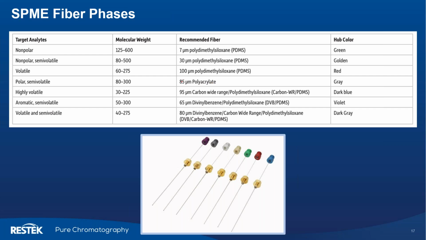Then for polar analytes, the polyacrylate can be used. This is a polar phase. And then for our highly volatile compounds, we'll want to use a carbon wide range coating. For aromatics, you can gain much better sensitivity using a divinylbenzene coating. And if you're unsure of what you're looking at, or maybe doing some untargeted work, I think the triple phase fiber could be a good option for you there.